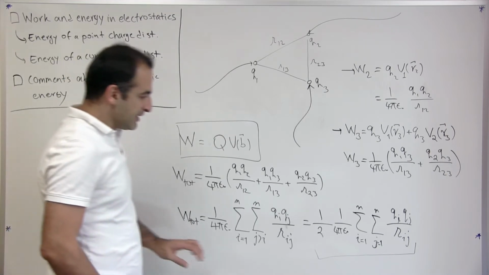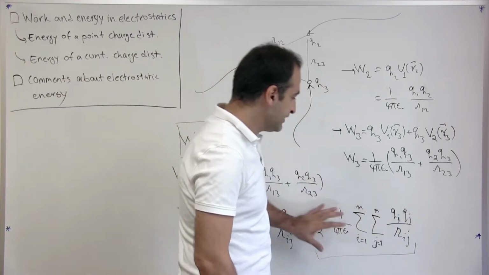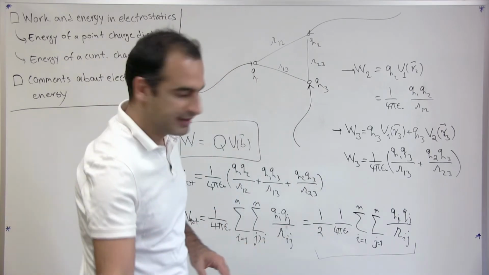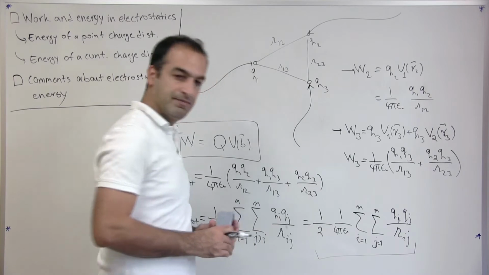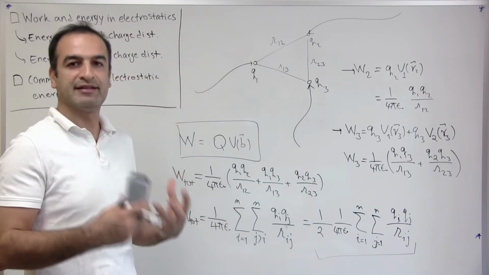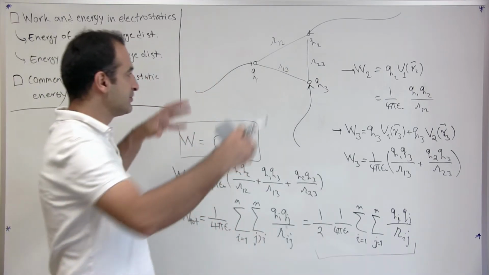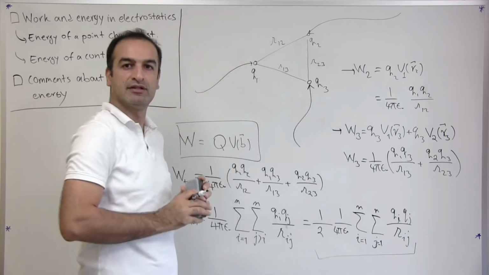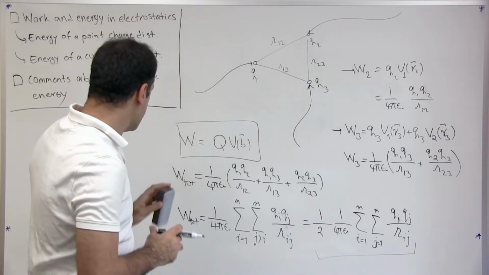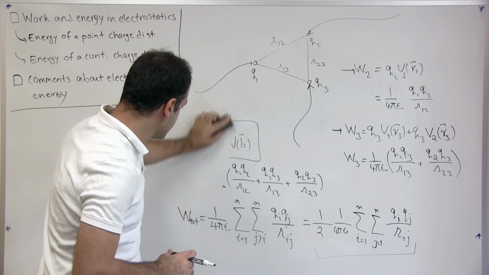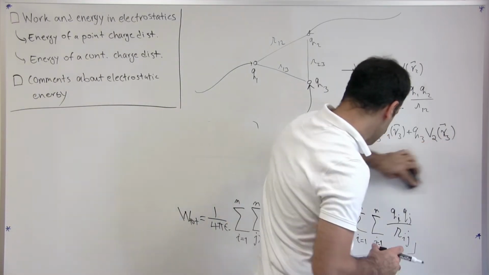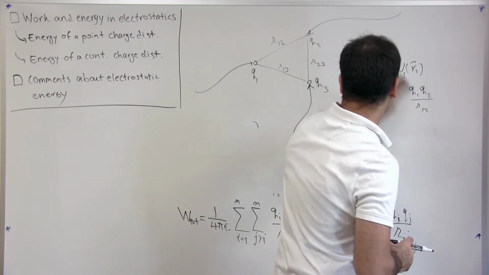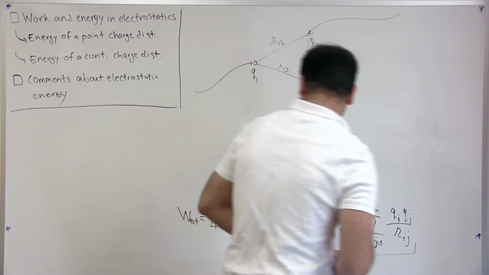Okay, so this one, we can rearrange things and come up with a much nicer explanation of the total work, which is technically the total energy required to create this collection of charge distributions. Okay, so I'm going to erase some of this stuff up here. I'm going to continue here. So let's consider this as well.